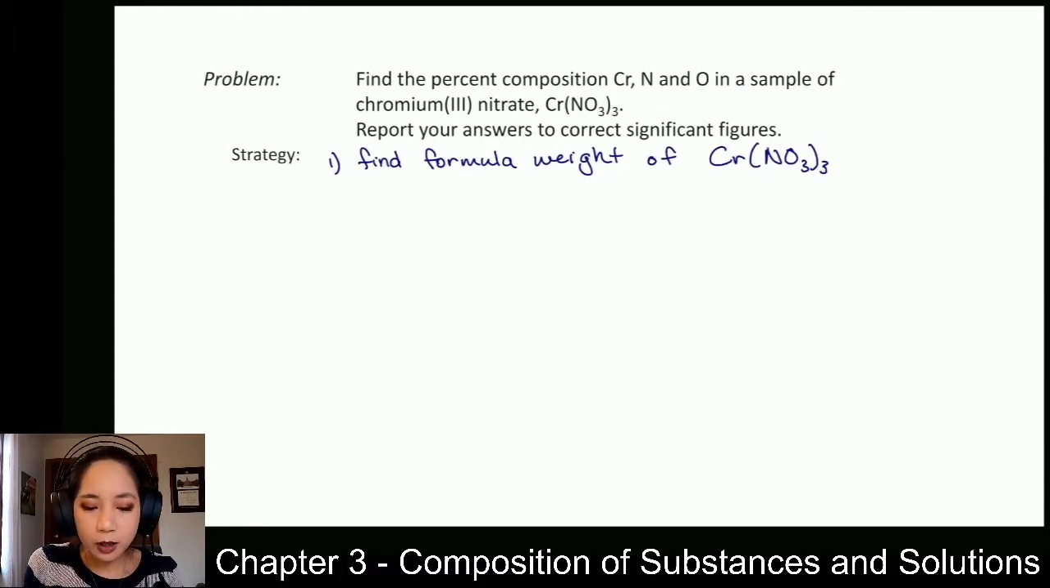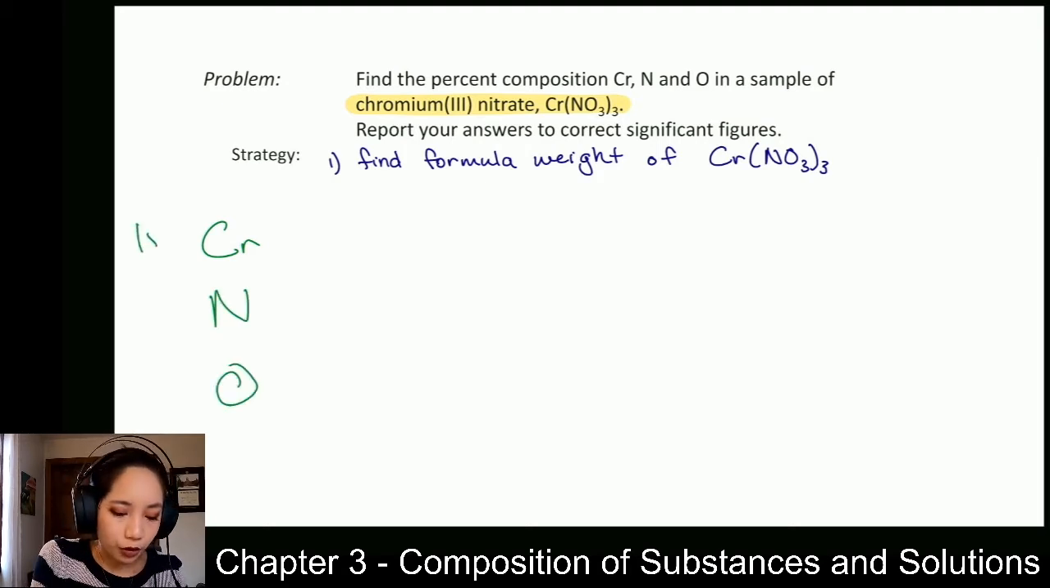So let's find the percent composition of chromium, nitrogen, and oxygen in a sample of chromium nitrate. So I have the chemical formula here of chromium nitrate. Our strategy here is to first find the formula weight of this ionic compound. It's the same steps we did in the previous slide. So let's take inventory of all of the atoms within this chemical formula.